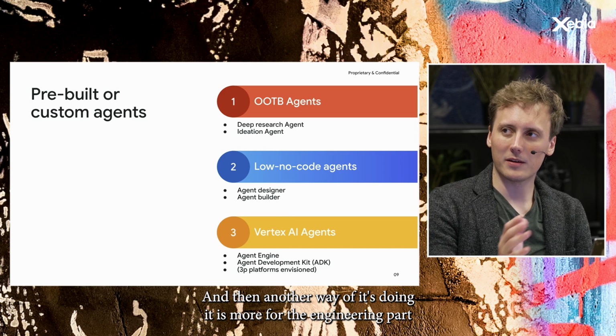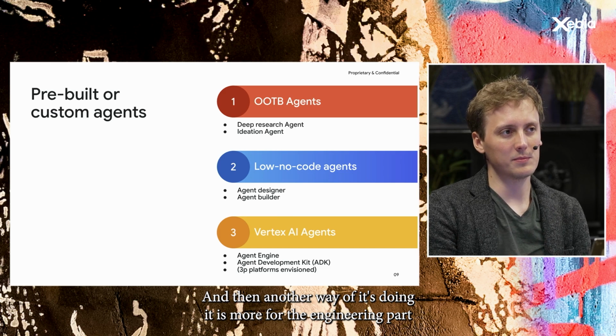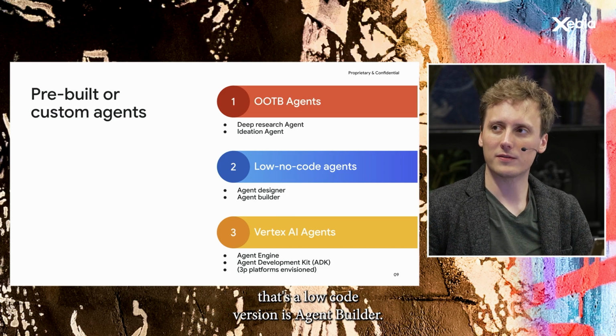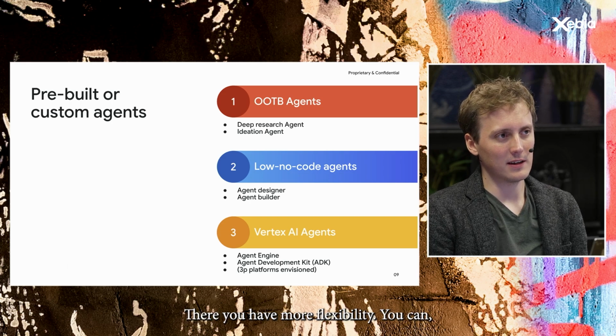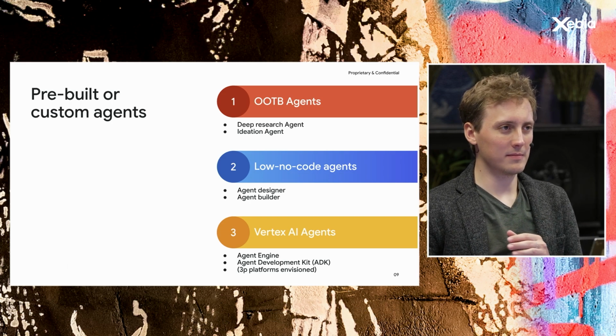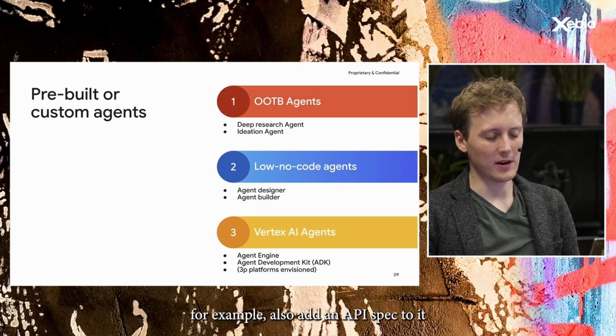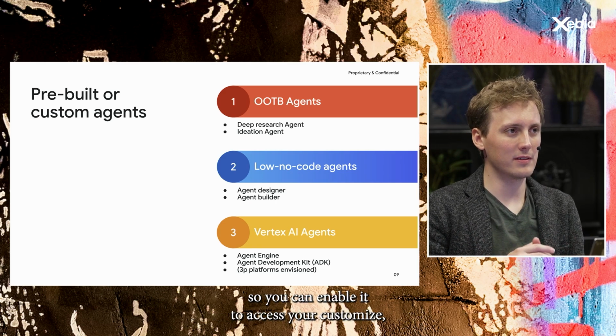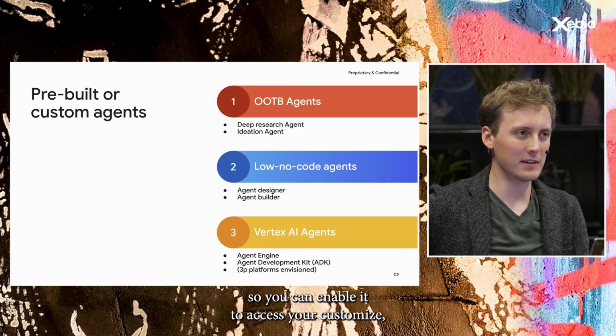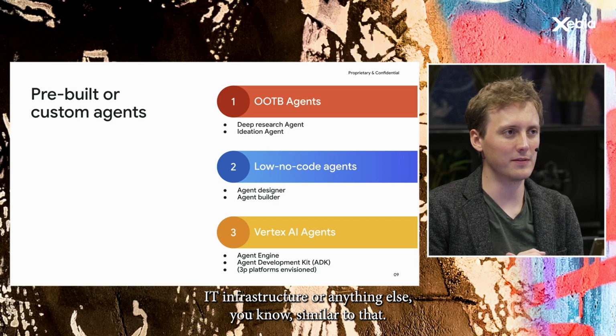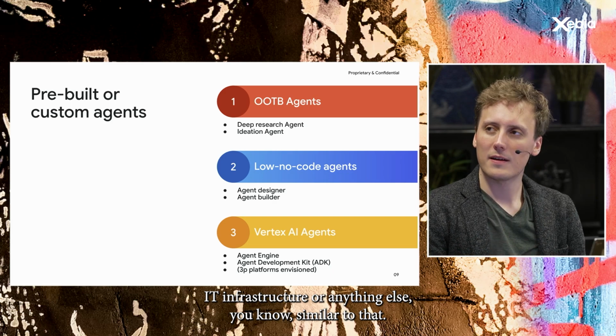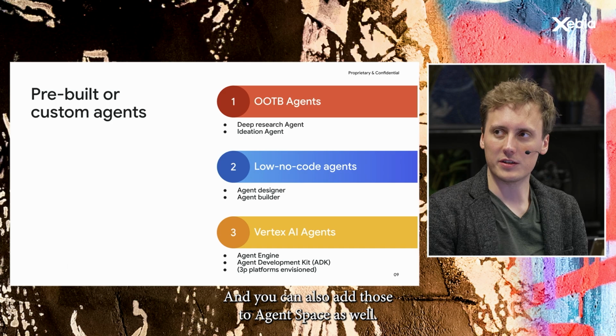And then another way of doing it is more for the engineering part. That's a low-code version, Agent Builder, and there you have more flexibility. You can, for example, also add an API spec to it, so you can enable it to access your customized IT infrastructure or anything else similar to that. And you can also add those to AgentSpace as well.